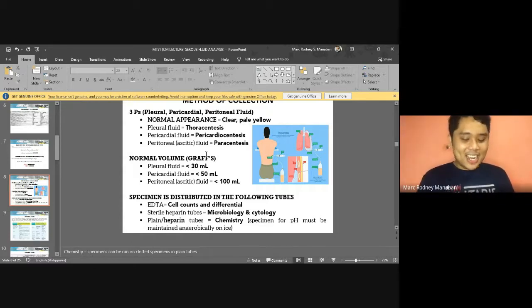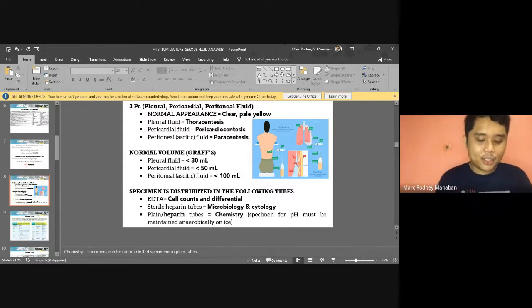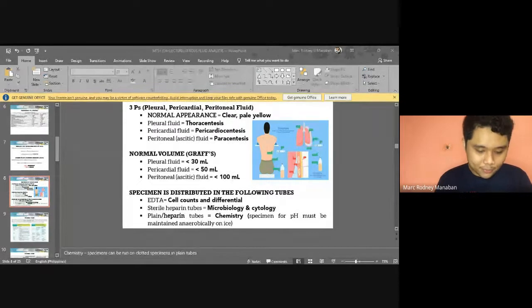Alright? Ayan. Now, for specimen distribution, of course, i-distribute kamo siya to the following tubes. For EDTA, it's for cell count and differential. Sterile heparin tubes is for micro and cytology. And for plain or heparin tubes is for chemistry. And again, for pH testing, dapat na siya sa ice para, of course, ma-prevent ang degradation of the cells, alright? So para dili ma-affected ang pH na results, alright?